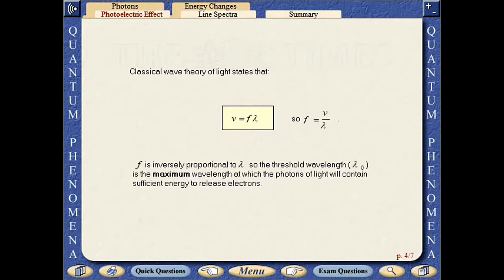Classical wave theory states that v = fλ, so f = v/λ. f is inversely proportional to λ, so the threshold wavelength is the maximum wavelength at which the photons of light will contain sufficient energy to release electrons.